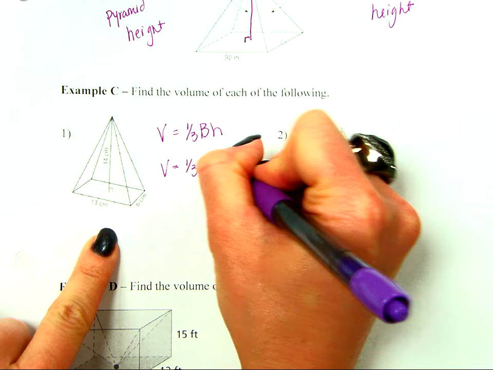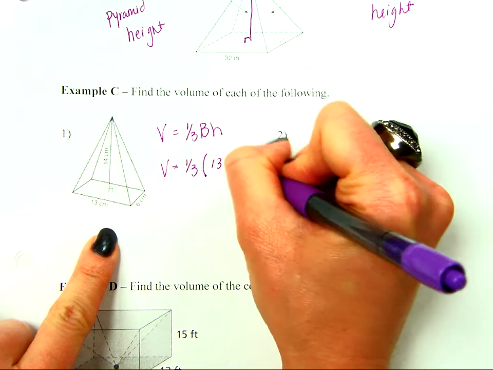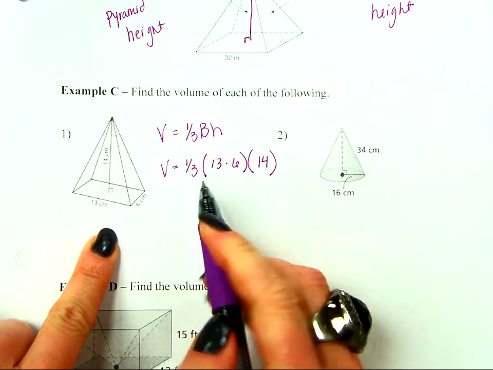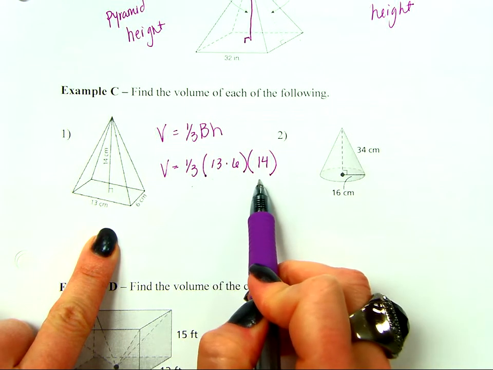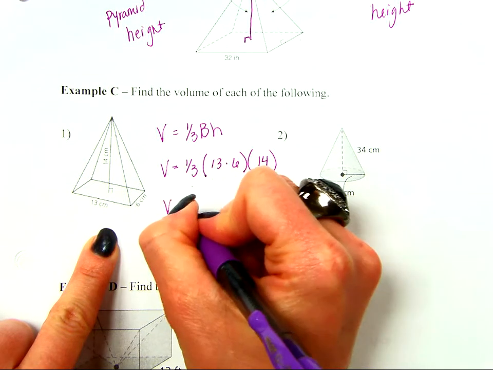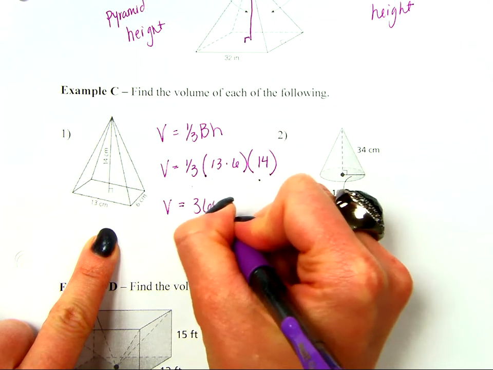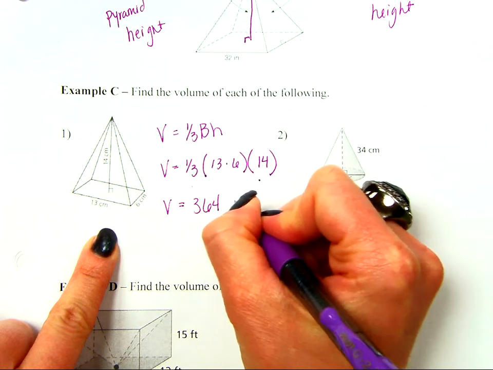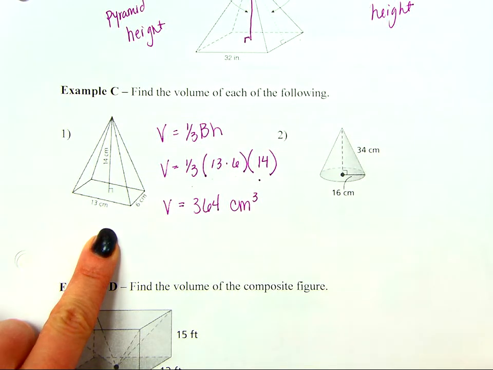We're going to use 13 times 6. The height of my pyramid is 14. And we are simply multiplying from left to right. When you multiply those together, you should find that your volume is 364 cubic centimeters.